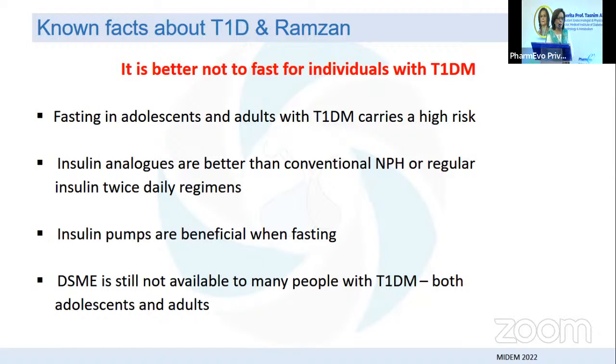The other thing that we know about type 1 diabetes and Ramzan through the various studies is that the analogs are better than conventional NPH and regular insulin. However, analogs are a little more expensive. I don't know, in our country, what patients can afford is very important. For fasting, particularly the insulin pumps and the continuous monitoring that goes with it, the CGMs and the pumps have been shown to be very useful.